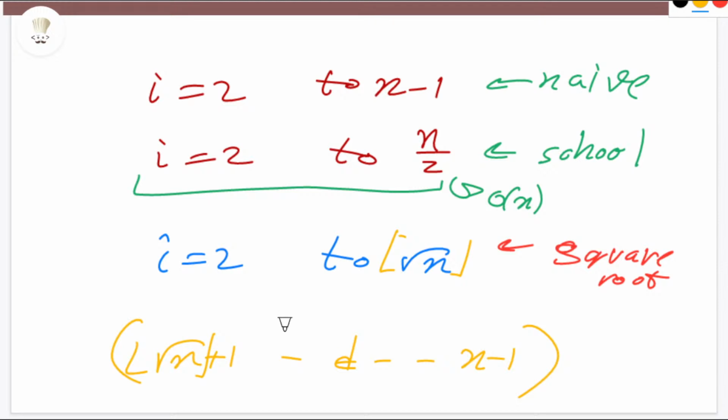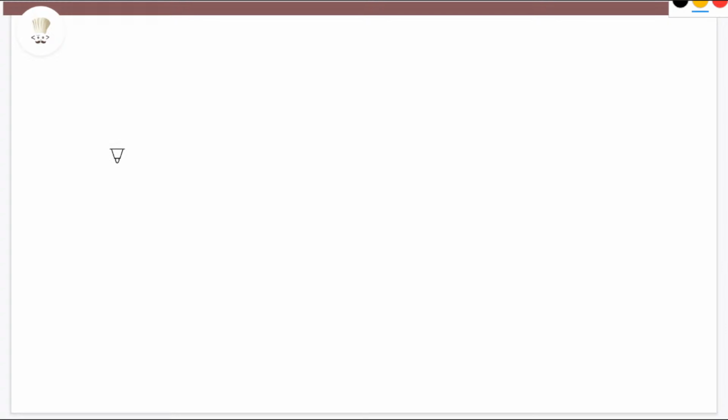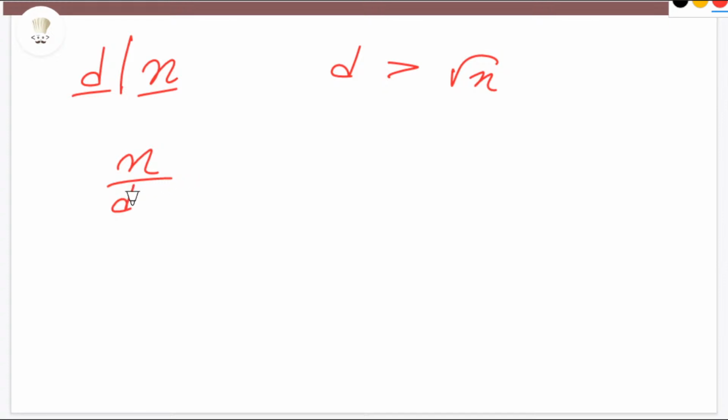Why do we not have to check that? Let me explain. Let us assume there is a factor of n which is greater than square root n. There is a d which is a factor of n, and d is greater than square root n. As d is an integer and n is an integer, and d is a factor of n, n by d would also be an integer.